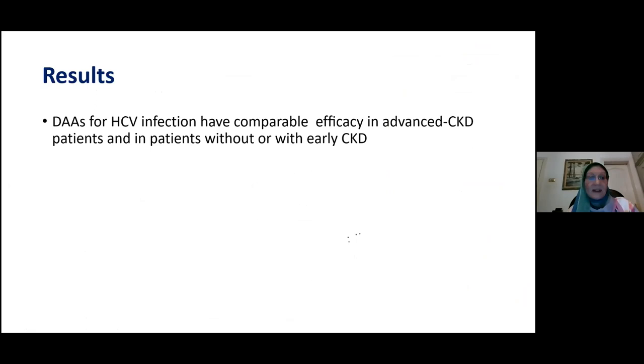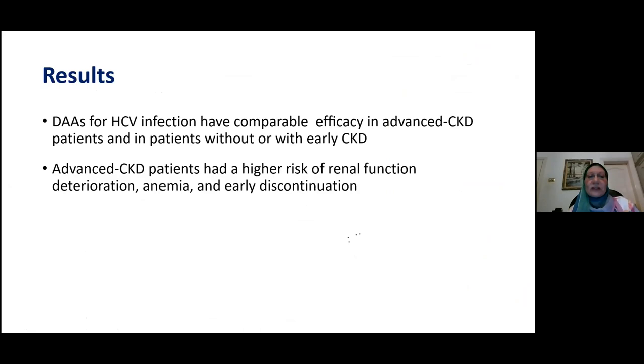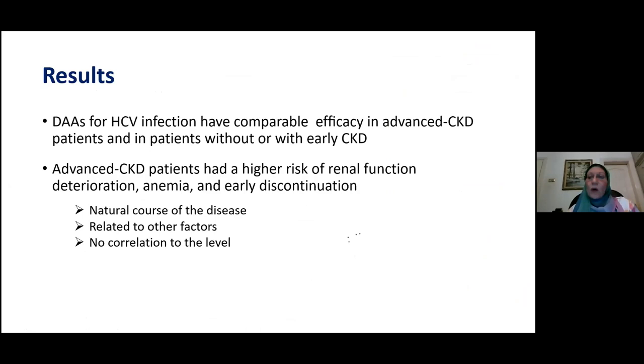And advanced CKD patients in particular had a higher risk of renal function deterioration, anemia, and early discontinuation, not only with sofosbuvir, but with all the rest of the drugs. So could this possibly be due to the natural course of the disease, or is it related to other factors? And definitely it is not related to the level of sofosbuvir and its metabolites in the blood.